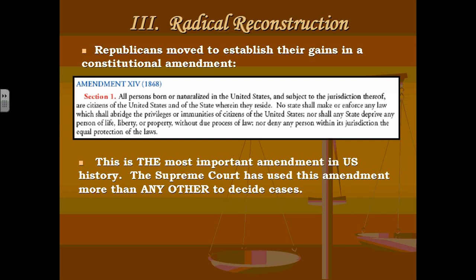No state, and this is the important bit, no state shall make or enforce any law which shall abridge the privileges or immunities of citizens of the United States. Obviously, this amendment is aimed at African Americans. It makes them citizens, and it makes it clear that states cannot pass laws that are aimed at them.